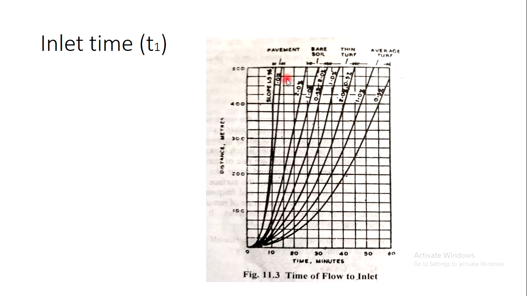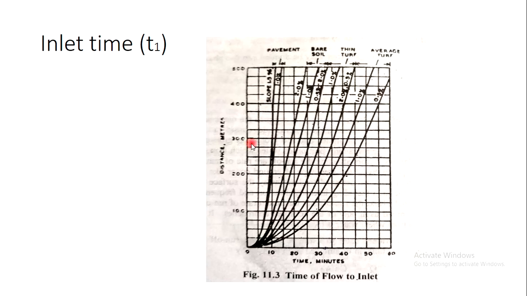For pavement with different slopes, we need to refer to these lines. For bare soil with different slopes, we need to refer to these lines. For thin turf of different slopes, we need to refer to these lines. For average turf with different slopes, we need to refer to these lines. And on the y-axis, it is the distance. As I told, distance is the farthest point from where the water is expected to flow towards the inlet of the drain.